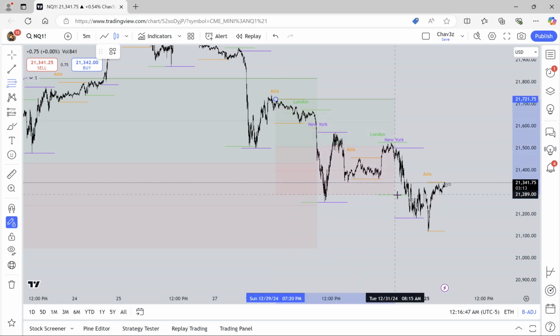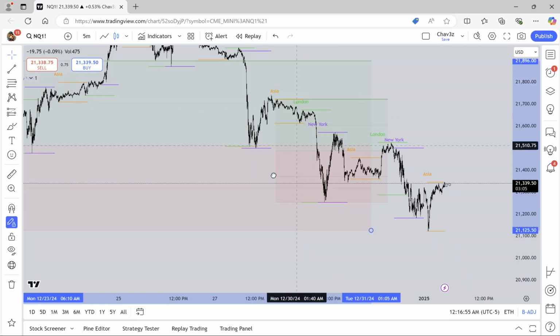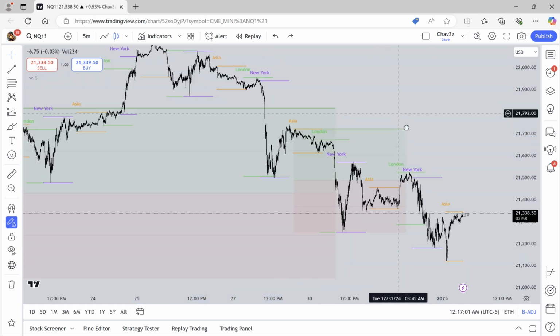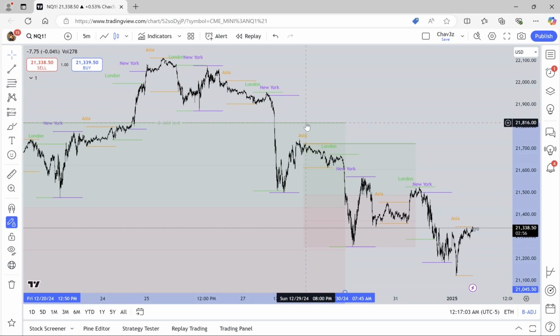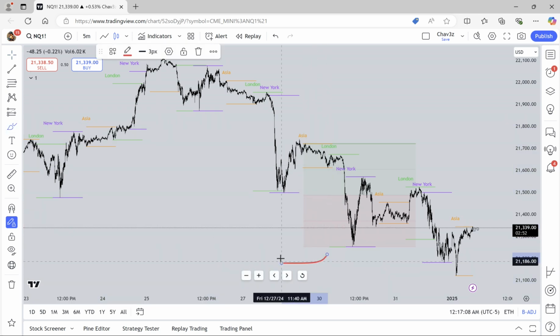So Asia high to London low. That's your daily range. This is the PD array, right? That we're trading into once we break the low. If we would have broke the high of this PD array, this range would have been obsolete because we would not have been trading into that range.